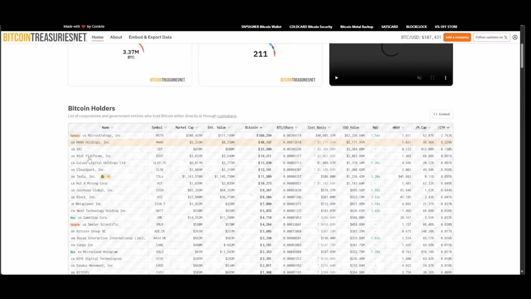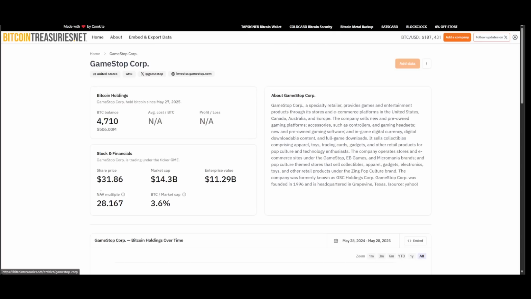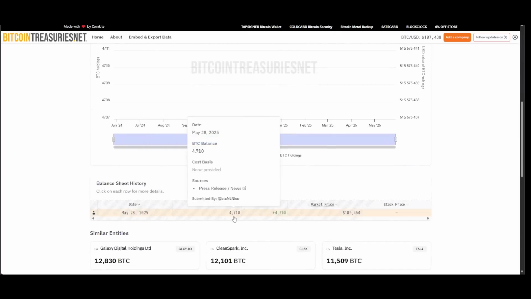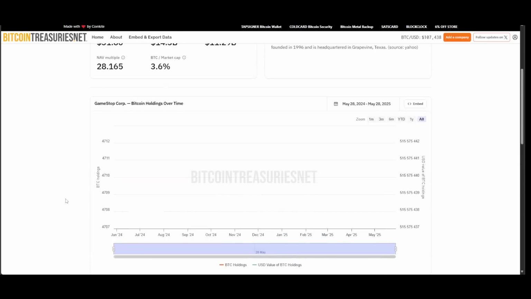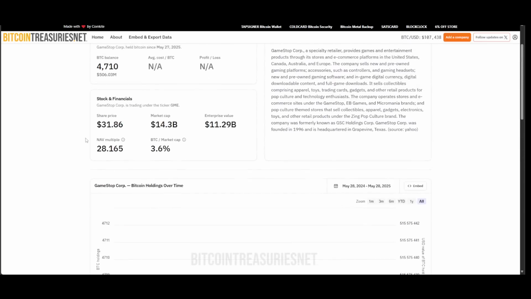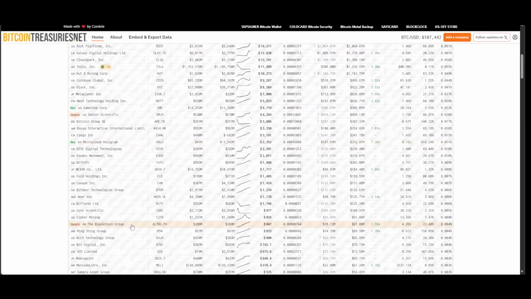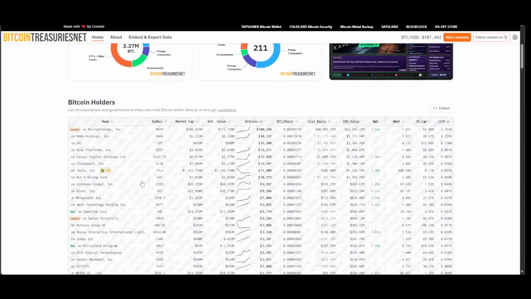Looking at some other Bitcoin treasury companies, GameStop just said today they bought some Bitcoin. They said they were going to. It looks like they officially have 4,710, at a market price of $109,464. So they're getting into the game right now too. We have these companies adding more as well. So that's a pretty good sign for Bitcoin treasury companies.